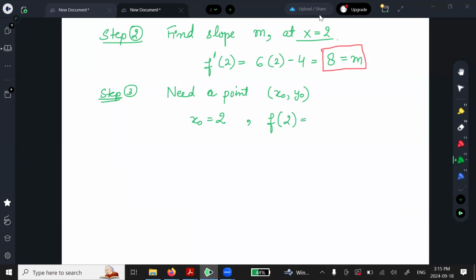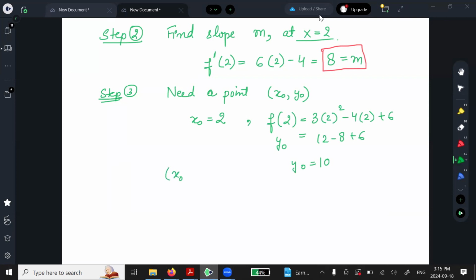What do you get? So the function was 3x squared minus 4x plus 6. So instead of x, I put 2. So what will happen? What is my y naught? So 3 times 4, 12, minus 8, plus 6. So y naught is 10. Good. So I have a point.